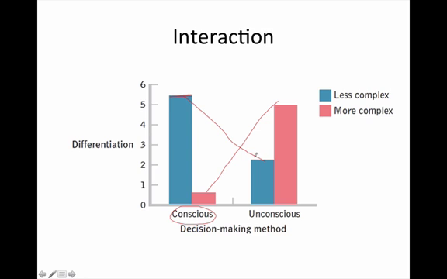combinations of variables. What I mean by combinations of variables is that the people that generate this average are people that are exposed to conscious, less complex tasks. Likewise, these are different people that are exposed to conscious, more complex tasks. That's what I mean by a combination of variables.